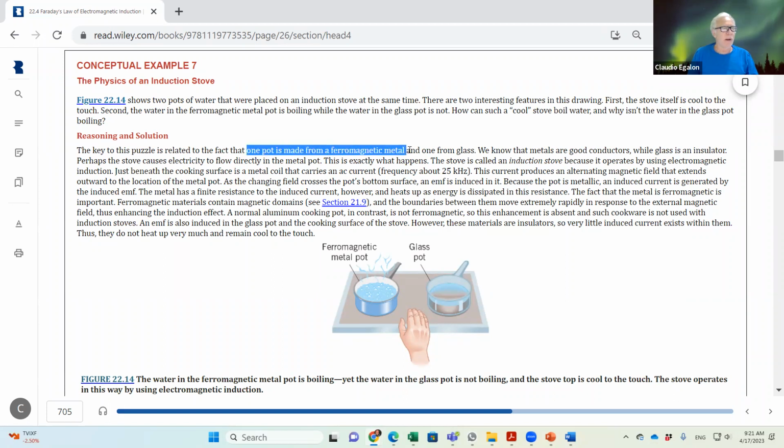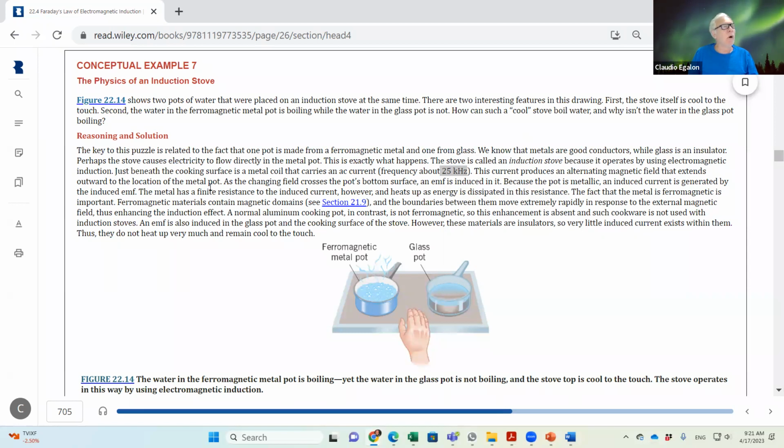One pot is made of ferromagnetic metal and glass. We know that metals are good conductors, while glass is an insulator. It's called an induction stove because the operator uses electromagnetic induction. Just below the cooking surface is a metal coil that carries an AC current that goes back and forth. It's 25 kilohertz. This current produces an alternating magnetic field that changes in time, at the location of the metal pot.